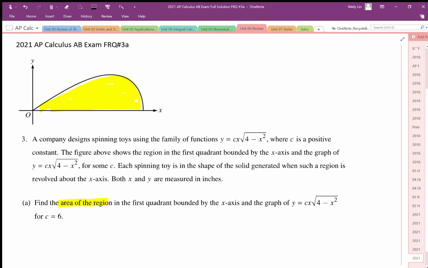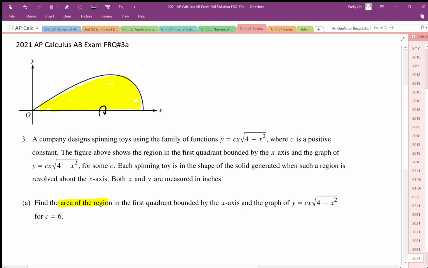For question number 3A in the free response section, it says a company designs a spinning toy by using the family of functions c x root 4 minus x squared, where c is a positive constant. So it gives us this curve here, and depending on c, it's going to give us different heights of that curve. Each spinning toy is shaped as a solid generated by being revolved around the x-axis. So the solid's going to be revolved around the x-axis like that.